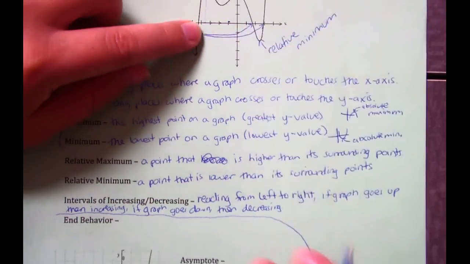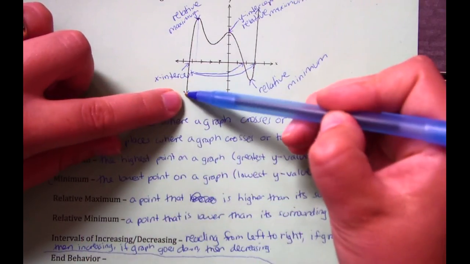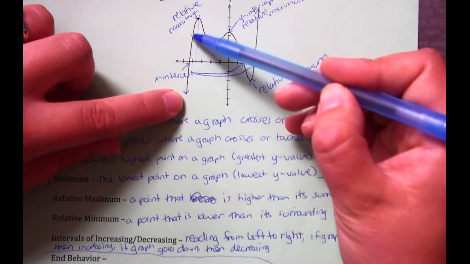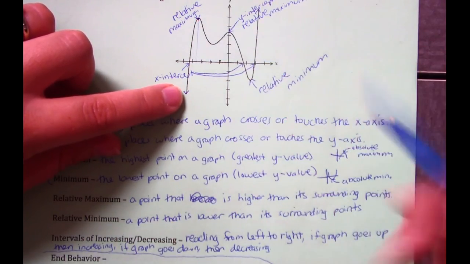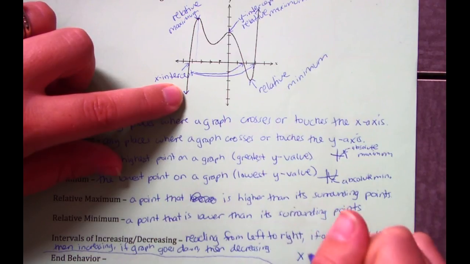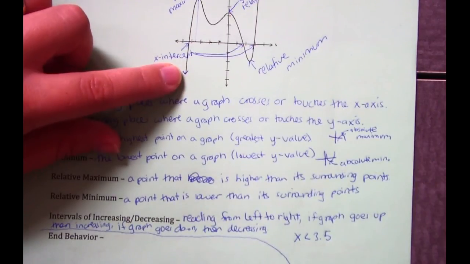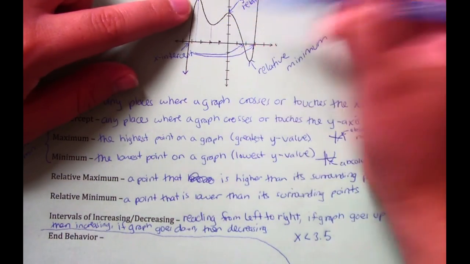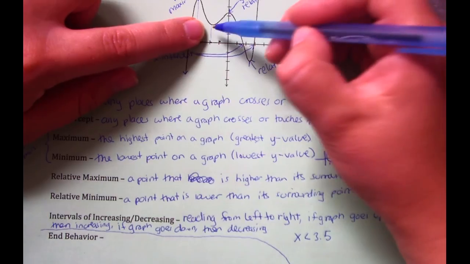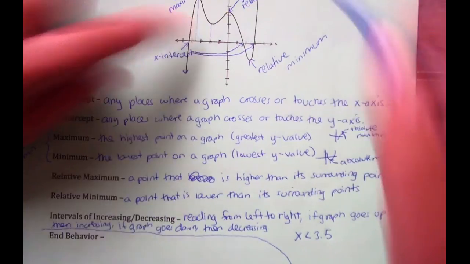That's about 3.5 up there. So going from left to right, this graph is actually going up in this section of the graph. So everything less than 3.5, the graph is going up. And then from 3.5 to about 2, it's going down. And then from 2 to 0, it's going up.